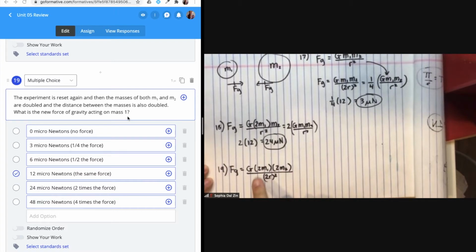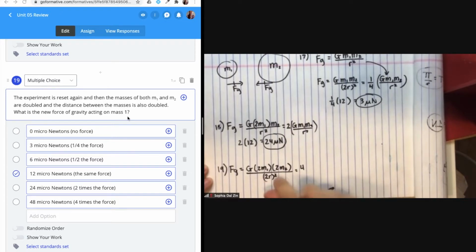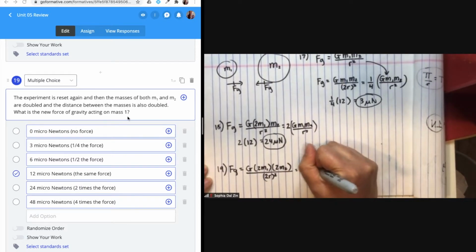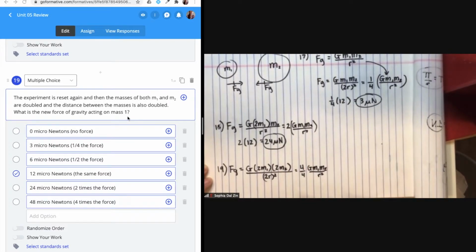But when I sort this out, that's 2 times 2 in the numerator and 2 squared in the denominator. So I get the same force as before. 4 over 4 is 1. So 1 times the original force gives me the original force back. So for number 19, I said 1 times 12 is 12. That is the same force.